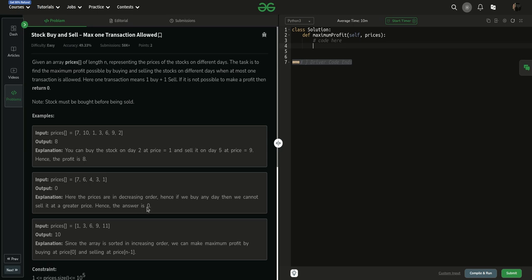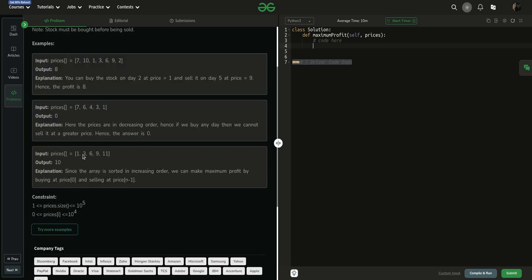And in this scenario, 1 3 6 9 11, if you have increasing stock prices, then what will be the maximum value? If we buy at 1, which is the minimum value, and sell at the maximum value, we will just subtract. Since the array is sorted in increasing order, we can make the maximum profit by buying at price index 0 and selling at price index n minus 1.